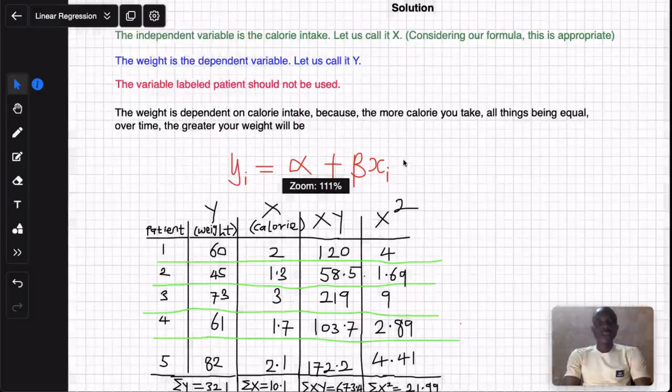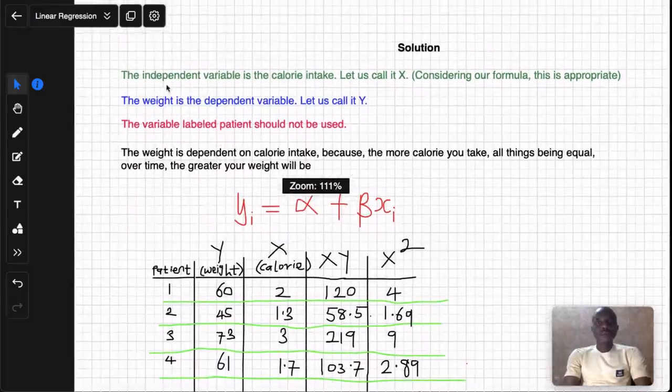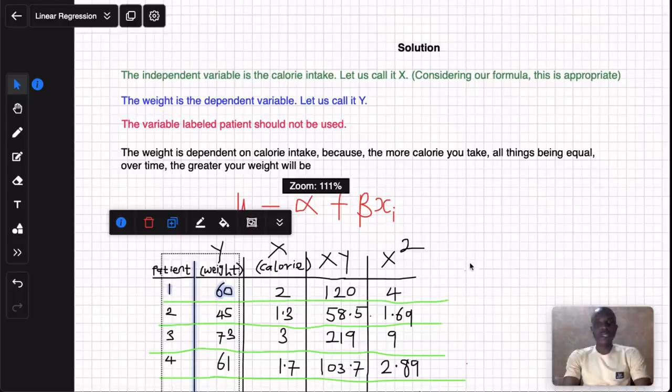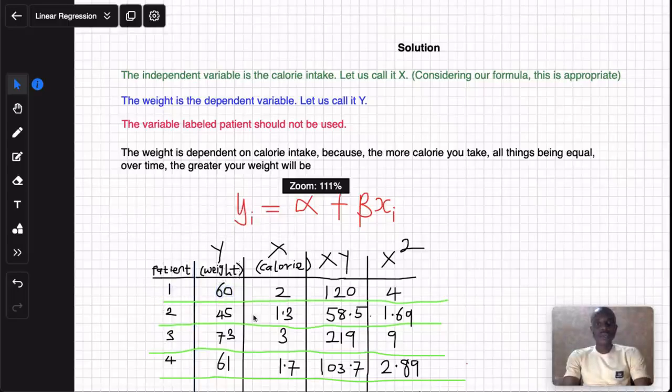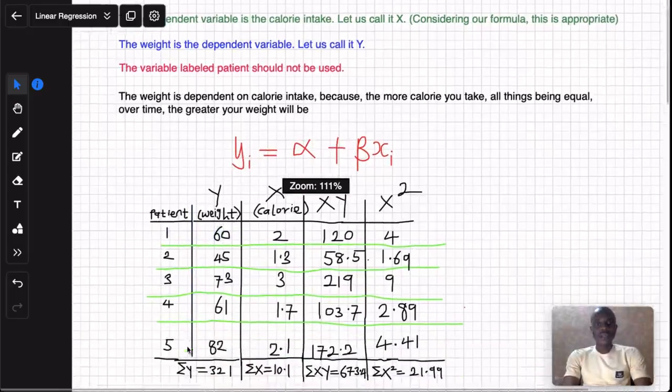All right, now so the independent variable is the calorie intake, the weight is the dependent variable, and the variable labeled patient should not be used. That's just like a serial number, just to identify that one patient is different. This data, for instance, belongs to one patient. The first one, the second one belongs to another patient, and like that onto the fifth one.